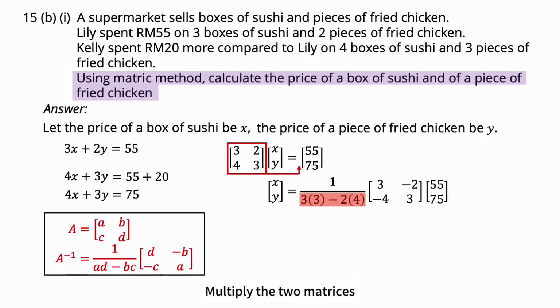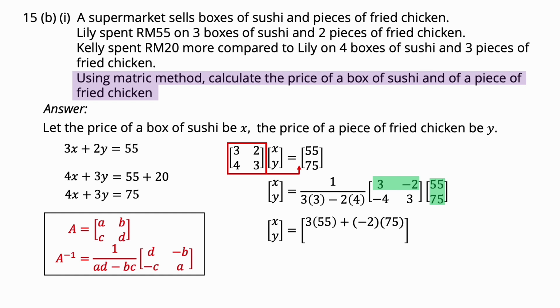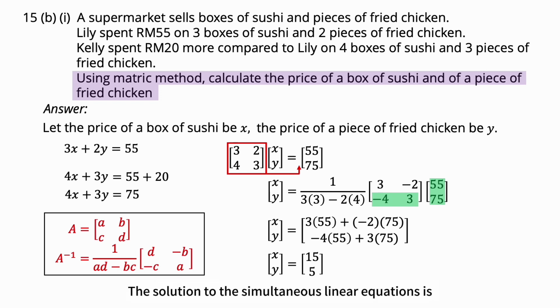Multiply the two matrices. The first row, first column: 3 times 55 plus minus 2 times 75. And the second row, first column: minus 4 times 55 plus 3 times 75. The column matrix 15 and 5. The solution to the simultaneous linear equations is x equals 15 and y equals 5.